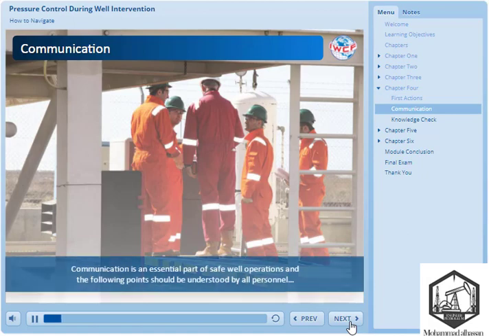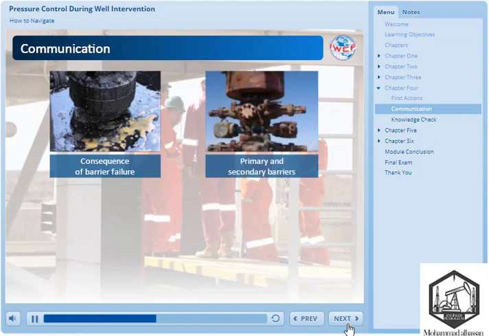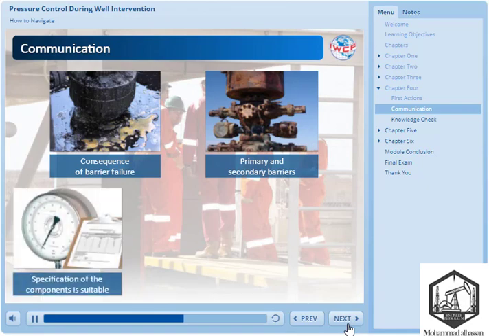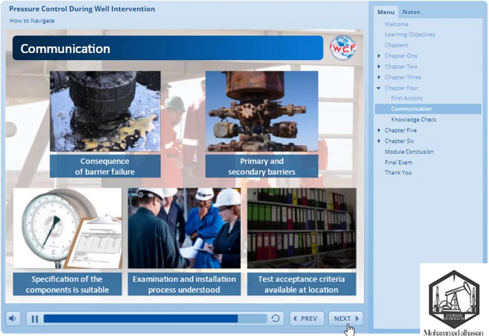Communication is an essential part of safe well operations, or process safety, and the following points should be made clear and be understood by all personnel. The consequence of barrier failure and unintentional flows to the environment or to other formations. Which components in a well are the primary and secondary barriers during specific work on the well? That the specification of the components is suitable for the intended use. That the test, examination and installation process for these components is understood. And that the function and pressure test acceptance criteria relating to each component is available at the location.